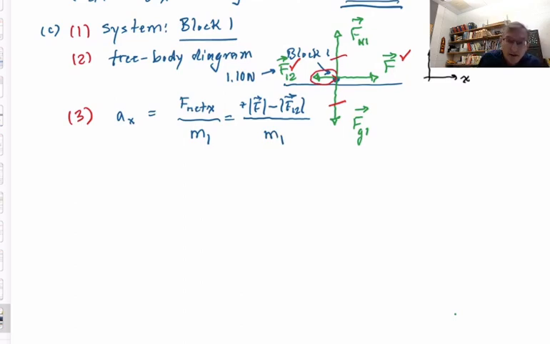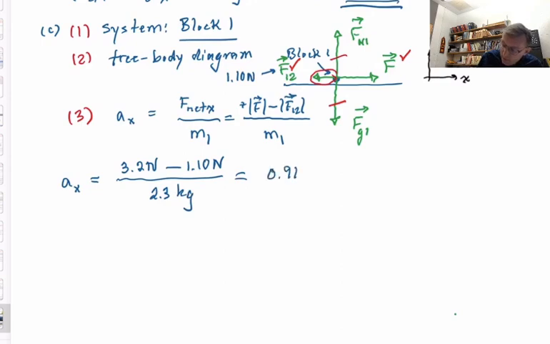So I know all the numbers on the right, so I just plug in. The magnitude of the applied force, 3.2 newtons, minus the magnitude of F12, which is the same as the magnitude of F21, is 1.1 newtons. And the mass of block 1 is 2.3 kilograms. So you do that math on your calculator, and you get, now I'm going to do 3 sig figs, I get 0.913 meters per second squared.